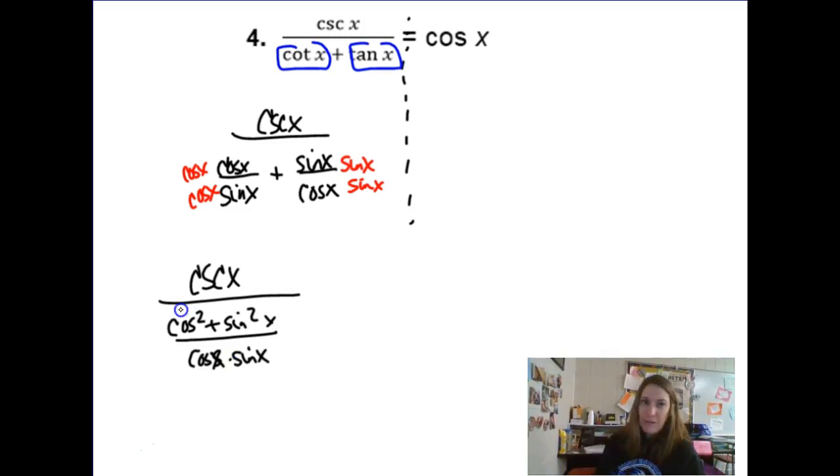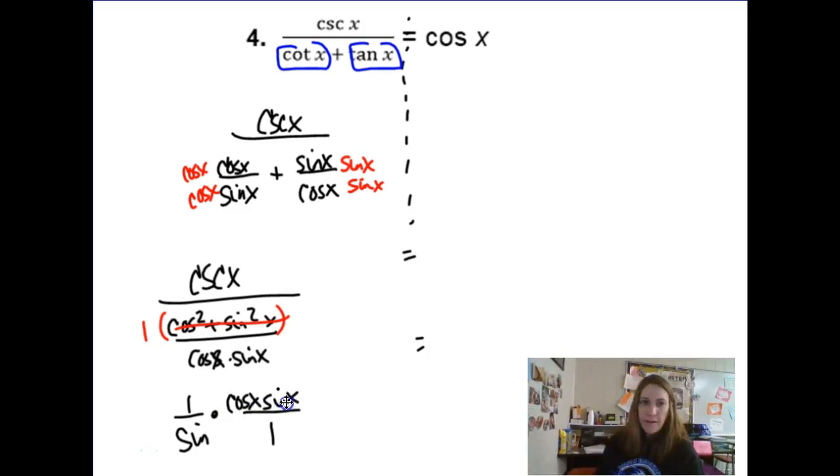Alright. This is a 1. Right? So instead of dividing by the fraction, I should be putting equal signs here. Let's call this, and I'm going to go ahead and trade cosecant out now for 1 over sine. Instead of dividing by 1 over cosine sine, let's multiply by cosine sine over 1.